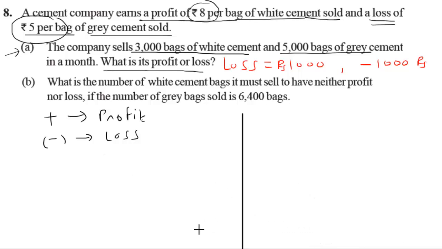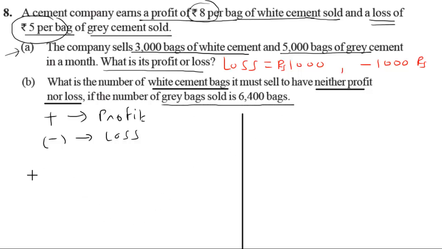Now consider the next part of the question. What is the number of white bags it must sell to have neither profit nor loss? The company has to sell the white cement bags so that there is no profit and no loss, and at the same time the number of grey bags sold is 6400 bags.